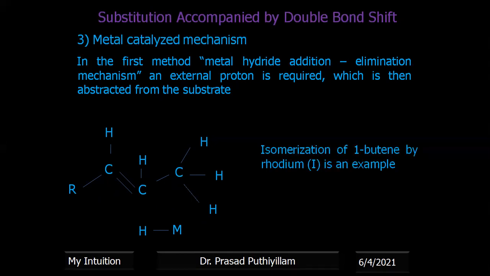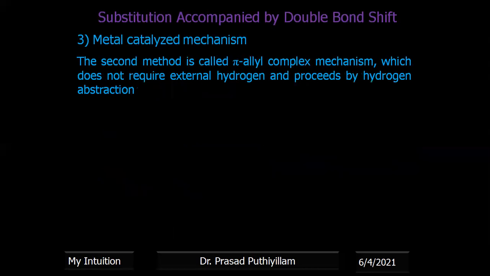So an example of this type of reaction is the isomerization of 1-butene. 1-butene can be isomerized with rhodium, whose oxidation state is +1. So rhodium can be used to isomerize 1-butene. The second method is called the pi allyl complex mechanism, in which no extra hydrogen is added.